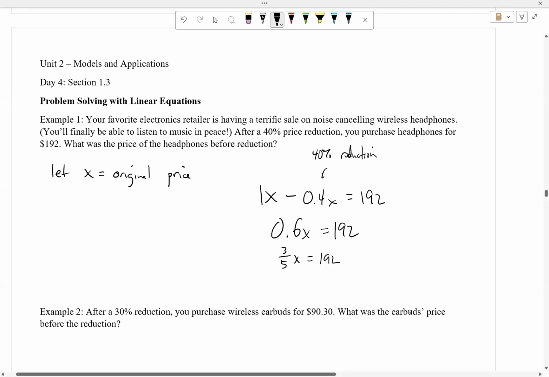And I do want you to be able to do this, by the way. Does that make sense, that 0.6 is the same thing as 3/5? Multiply both sides by 5/3. How do you know that 320 is wrong? I'm just hearing two different answers from the calculator, so I don't trust the calculator right now. Something's going on.